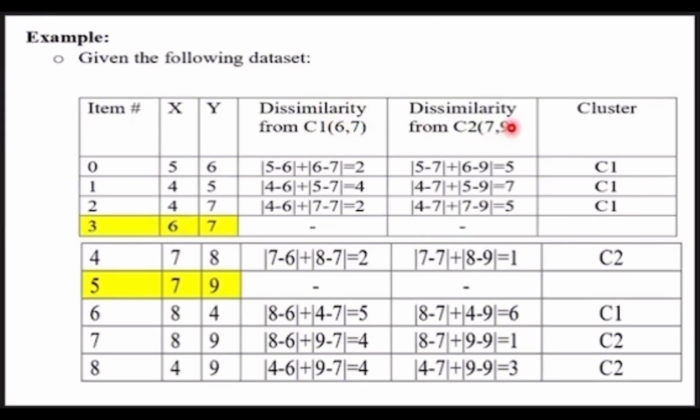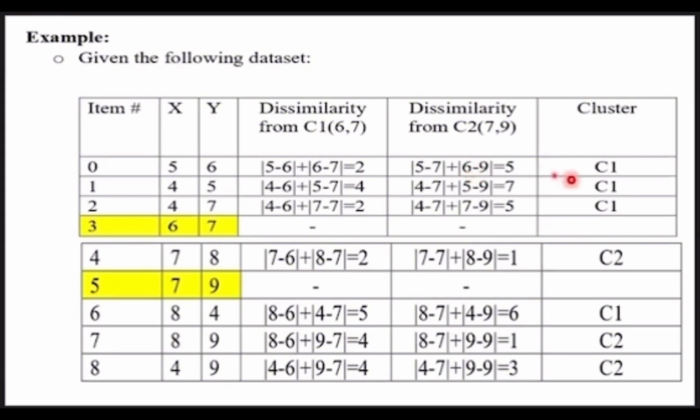I'm actually going to be looking at the distance. Take a look at it. 5 minus 6, then 6 minus 7, the absolute values. I'm going to add them, and that gives me 2. Please take note of that. I will do the same for the other one. Which one gives me the minimum value? 2. Is it cluster 1 or 2? Which one is minimum between 2 and 5? That would be 2, right? Because 2 is the minimum, where do we have that 2? In cluster 1. That was why I put C1.